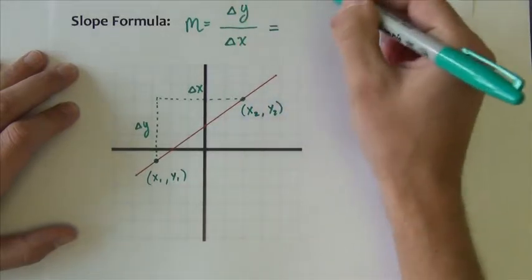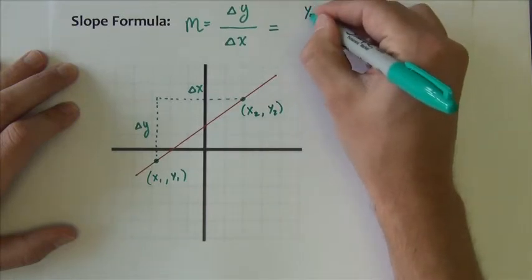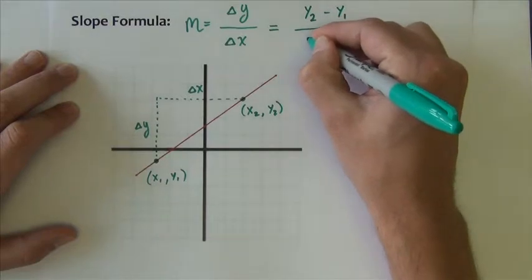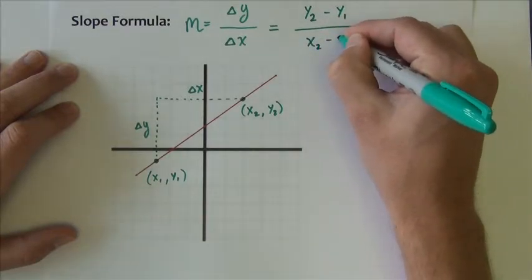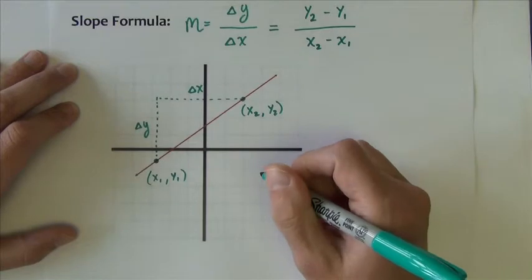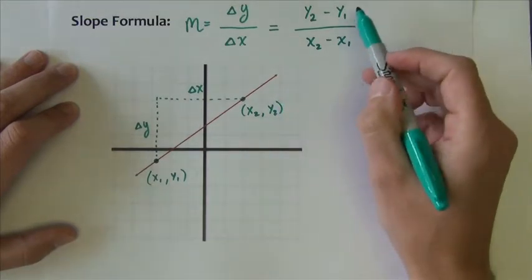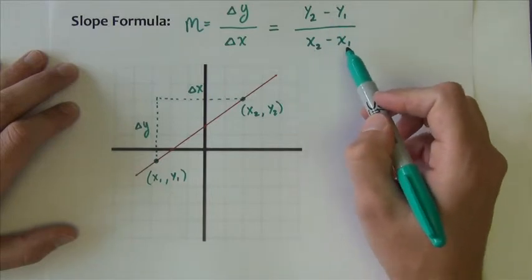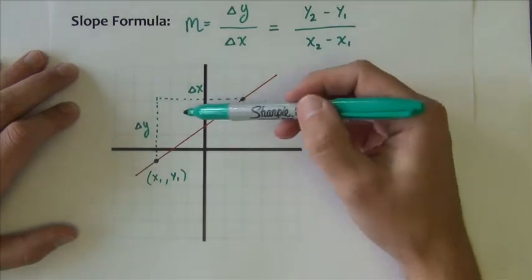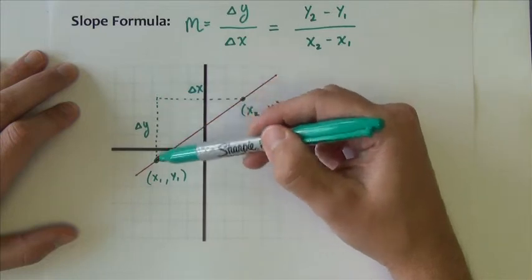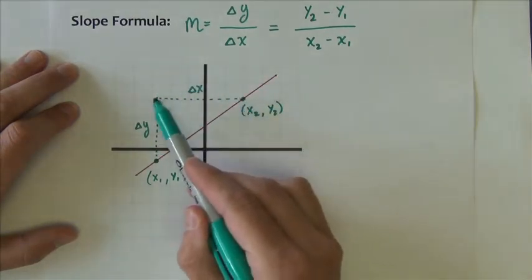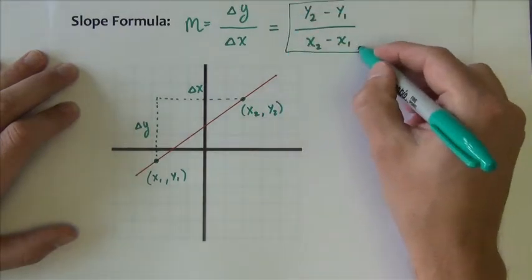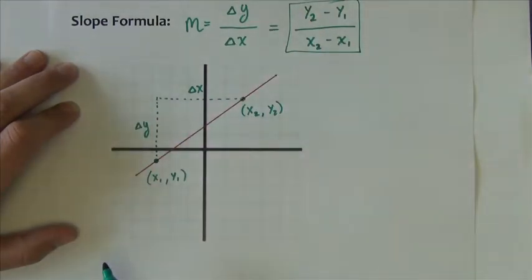We find the change in the y values by finding the difference in the y values, and the change in the x's by finding their difference. Okay, that's how we find slope. It is the subtraction of the y's divided by the subtraction of the x's. That difference computes the amount of change in each direction respectively. So this is how we're going to find slope when we're given 2 points.